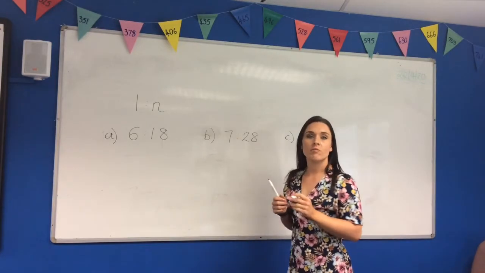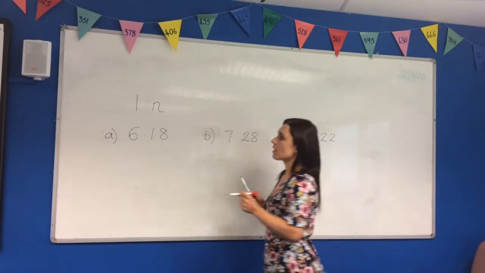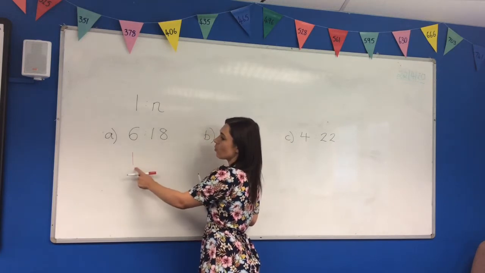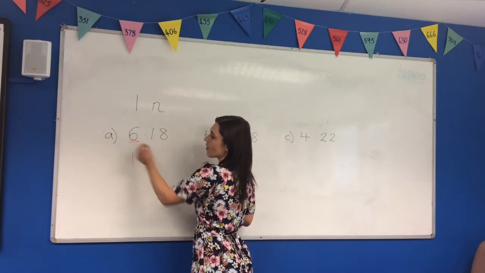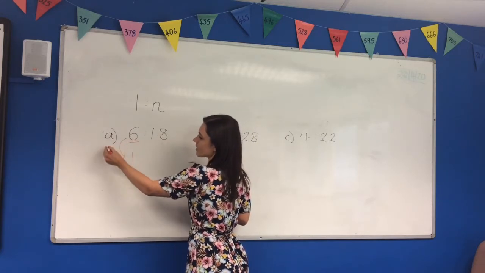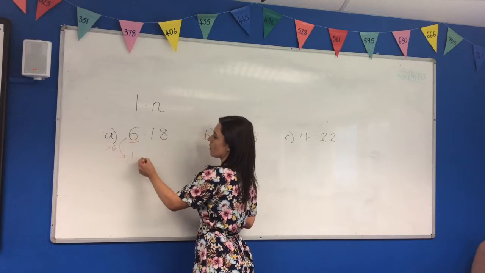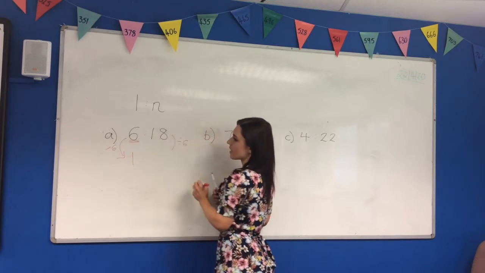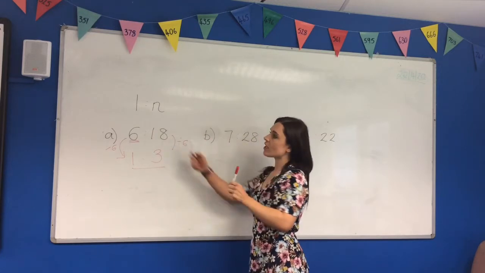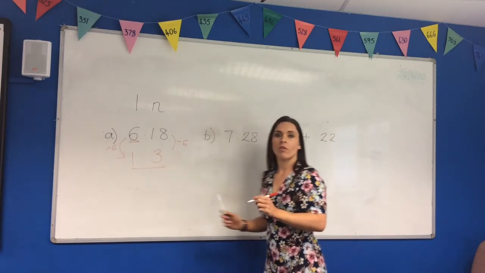Let's practice putting some ratios in the form 1 to n. We want to get this first number to be a number 1. So we just divide by this number on both sides of the ratio. 6 divided by 6 we know gives us 1. 18 divided by 6 gives us 3. So 6 to 18 in the form 1 to n is 1 to 3.